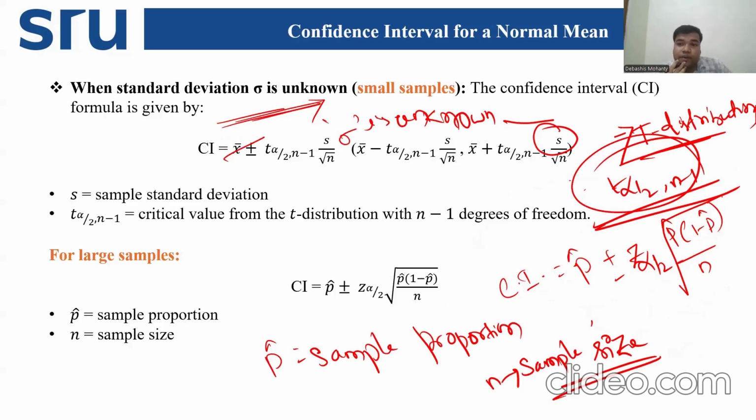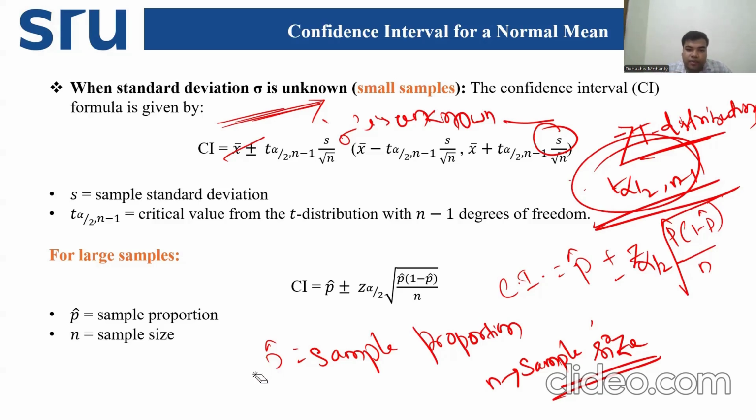First type, we have to apply the Z table, which means the standard normal distribution. The second one is the T distribution. We have to apply T alpha by 2 and n minus 1. Okay, and that is very important for the large sample.